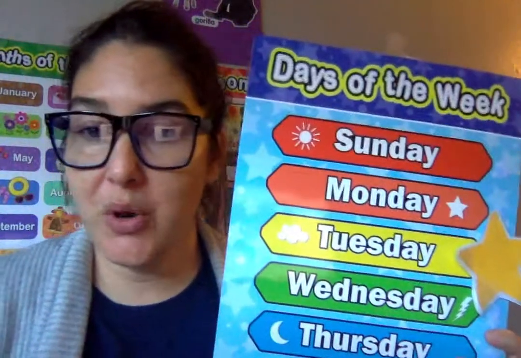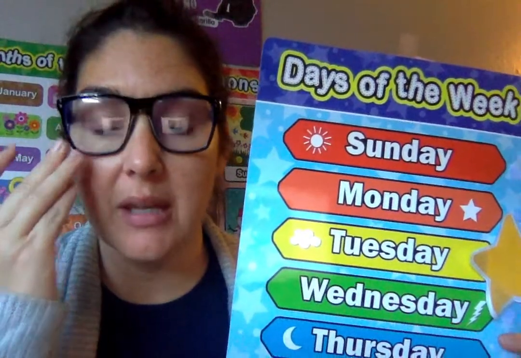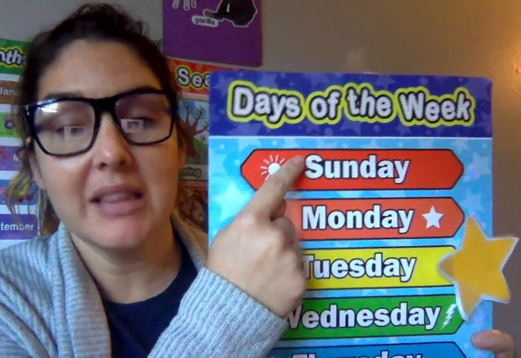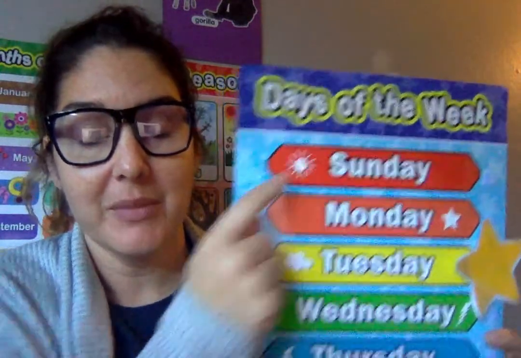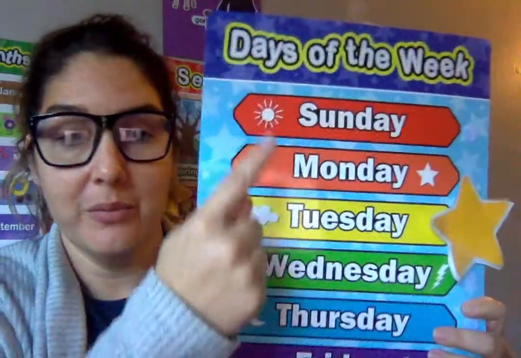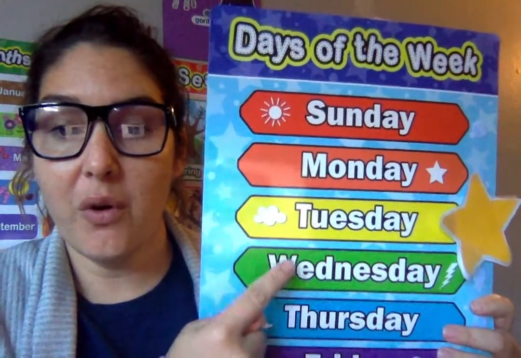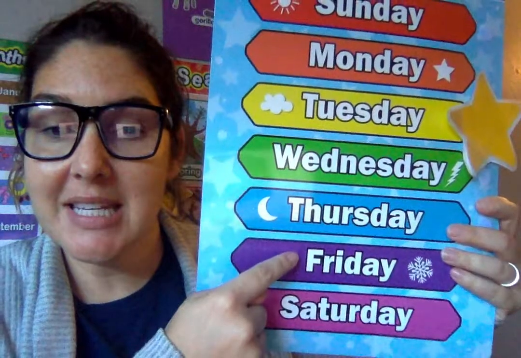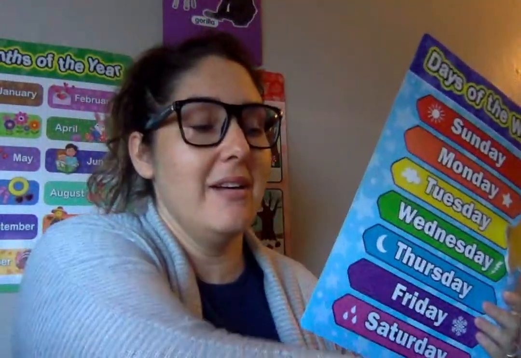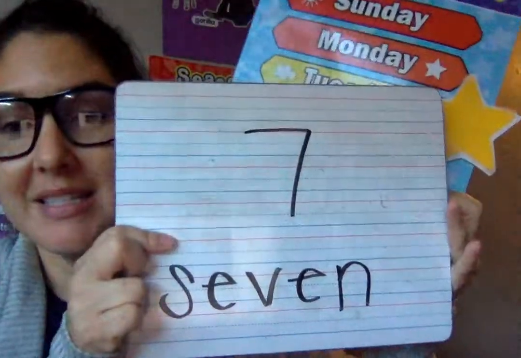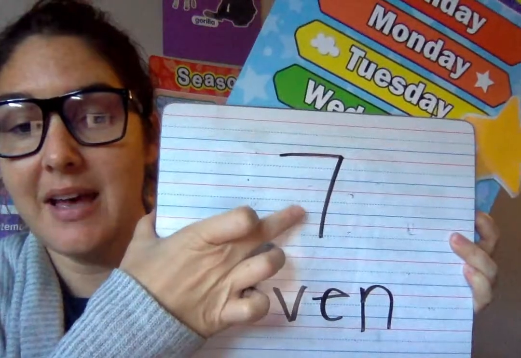Okay, first we're going to count how many days we have in a week. And remember, we're going to start at the top. Okay, here's my top. Let's count. 1, 2, 3, 4, 5, 6, and 7. We have 7 days in a week.